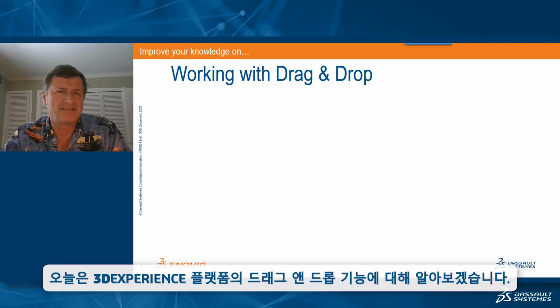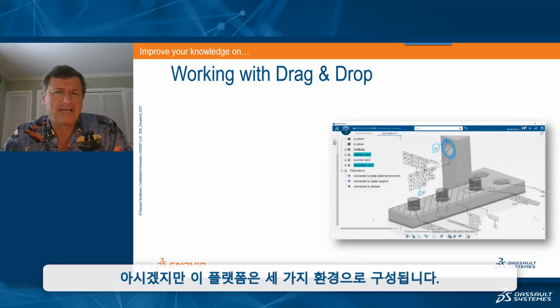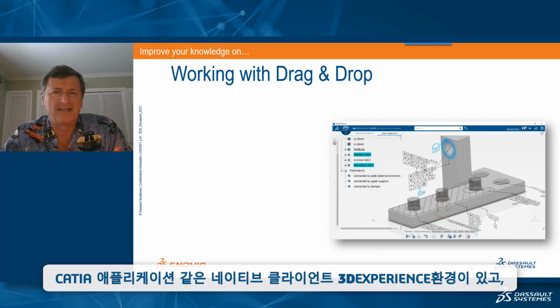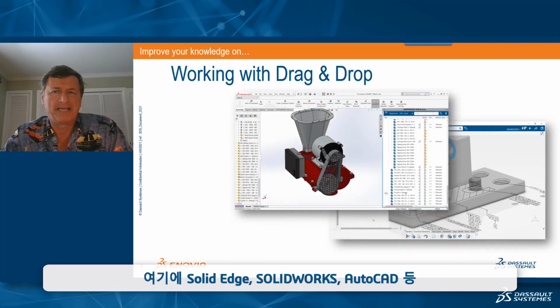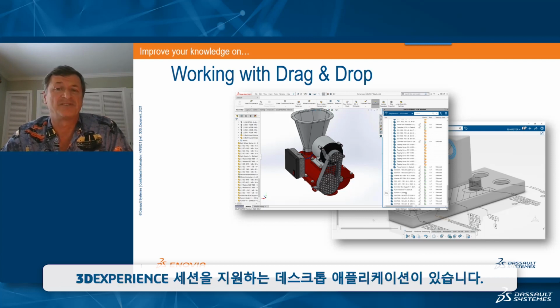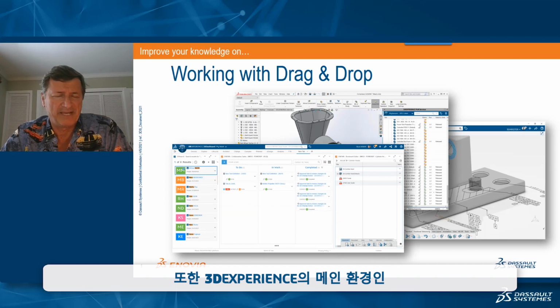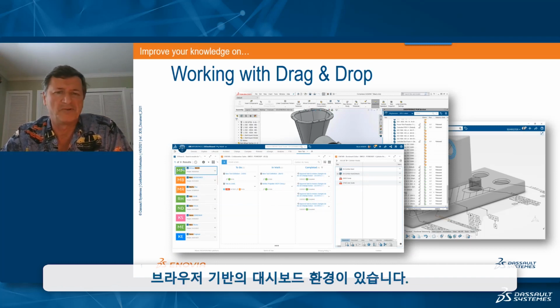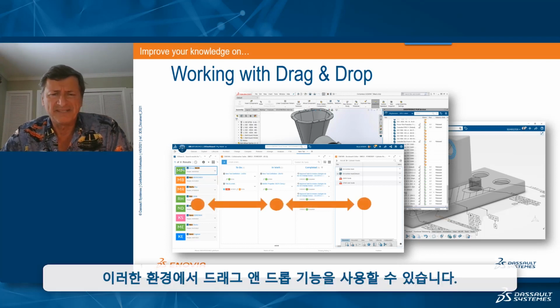Hello everybody, I'd like to spend a little time today showing you some tips and tricks about the drag and drop capabilities within the 3DEXPERIENCE platform. As you know, the platform is really made up of three environments. You've got the native client, 3DEXPERIENCE, which is the CATIA applications. You have desktop applications like Solid Edge, SolidWorks, and AutoCAD that have 3DEXPERIENCE sessions within them. And then we have the browser-based dashboard environment, which is our primary tool for working with 3DEXPERIENCE. In these three environments, we can work with this drag and drop functionality.